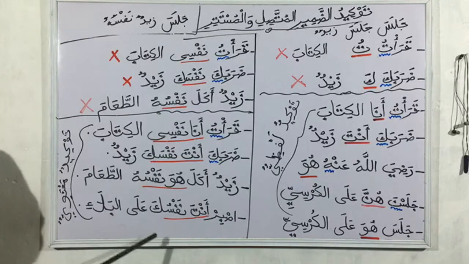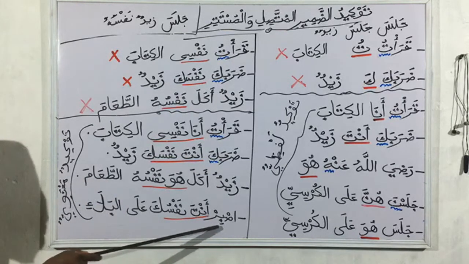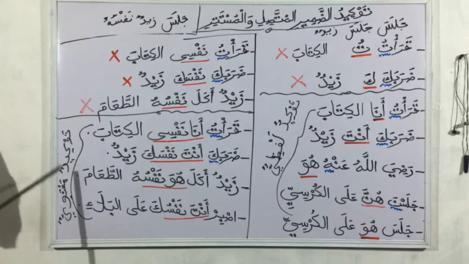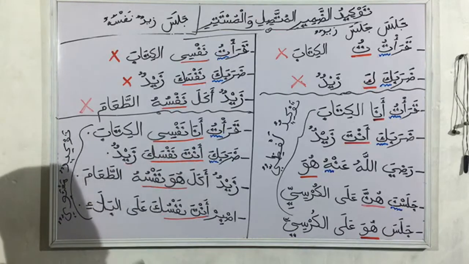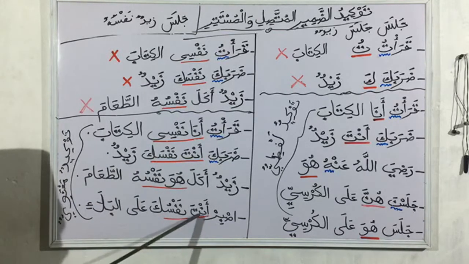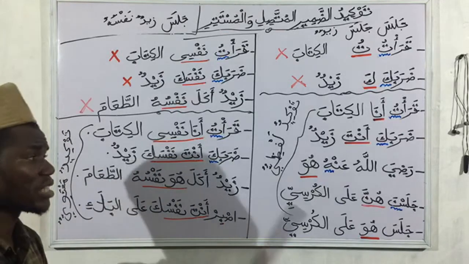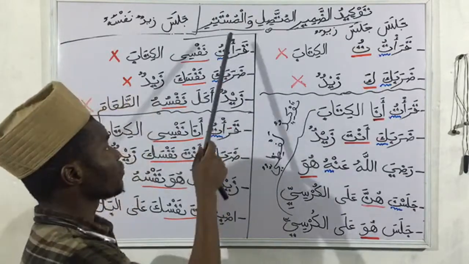Then lastly, Isbir. I want to say Isbir Ala Al-Bala'i, be patient on calamities. Be patient on calamities. I want to do emphasis of meaning, Taukid Ma'nawi. I have to first do Taukid Lafzi, the wording, before I can do the meaning. So I will say Isbir Anta Nafsaka Ala Al-Bala'i. Be patient, you yourself, be patient on calamity. So that's how we do Taukid for Damir Al-Muttasil, the attached pronoun, and then for Damir Al-Mustatir.